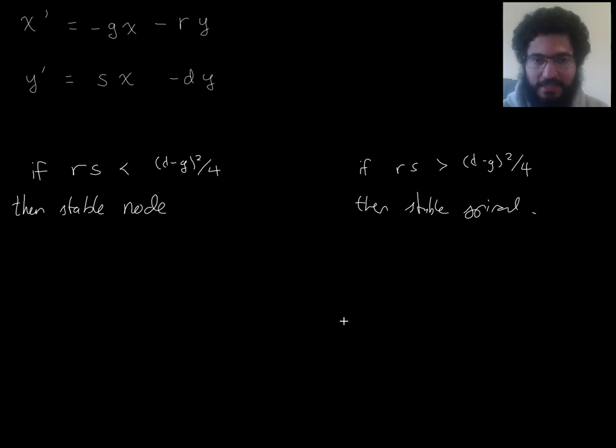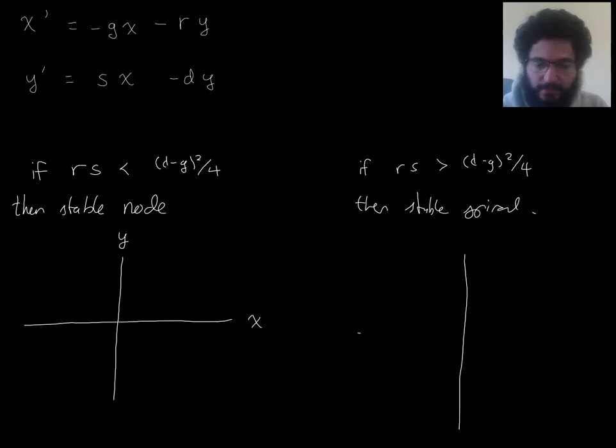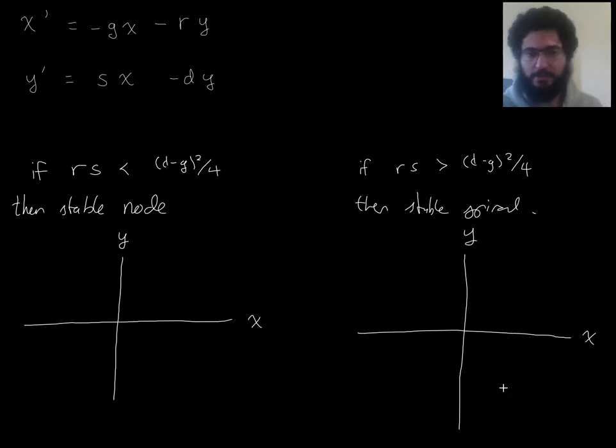Now it would be nice to see to what extent we can actually draw phase diagrams for these two different situations. We definitely cannot just go ahead and straightforwardly plot something. We cannot even ask a computer to do it, because there are parameters here, right? If all I know is that RS is less than this thing, that doesn't tell me what R, S, D, and G are. They're still unknown parameters, so there's nothing really to plot.